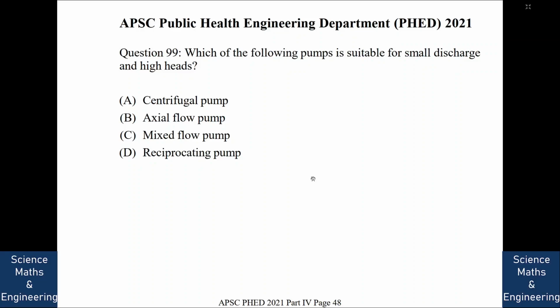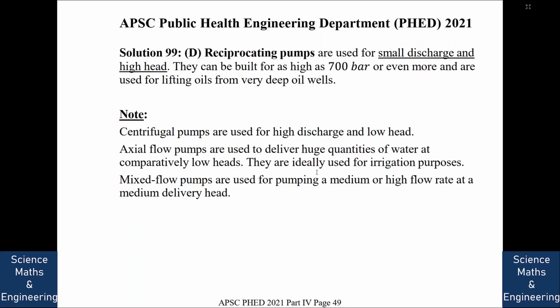Which of the following pumps is suitable for small discharge and high heads? A. Centrifugal pump, B. Axial flow pump, C. Mixed flow pump, or D. Reciprocating pump. So the answer is, reciprocating pumps are used for small discharge and high heads, and they can be built for as high as 700 bar or even more, and they are used for lifting oils from very deep oil wells.